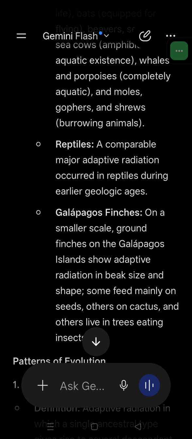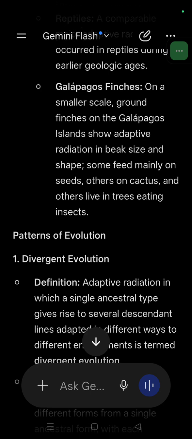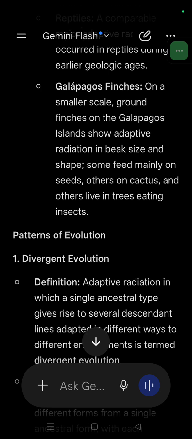Reptiles: a comparable major adaptive radiation occurred in reptiles during earlier geologic ages. Galapagos finches: on a smaller scale, ground finches on the Galapagos Islands show adaptive radiation in beak size and shapes. Some feed on seeds, others on cactus, and others live in trees eating insects.